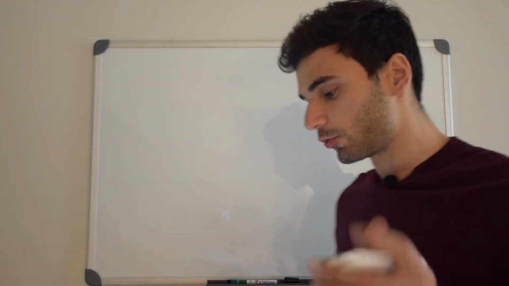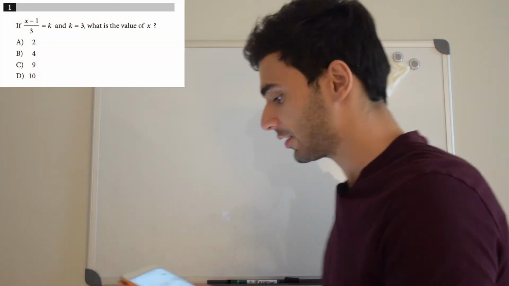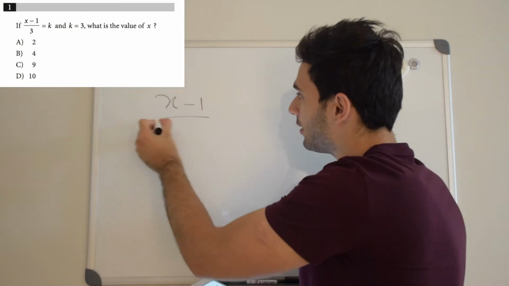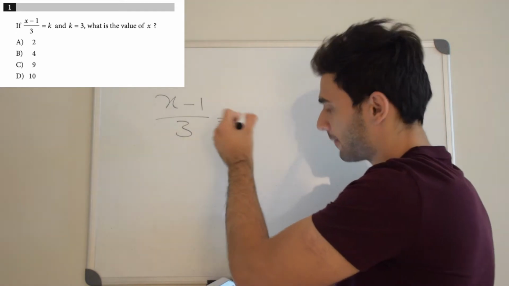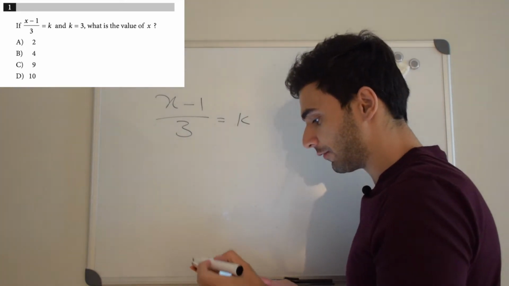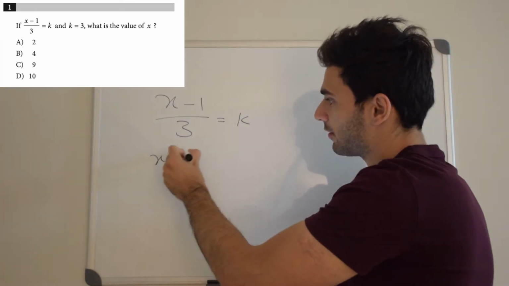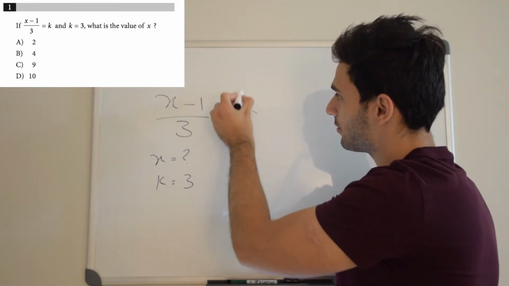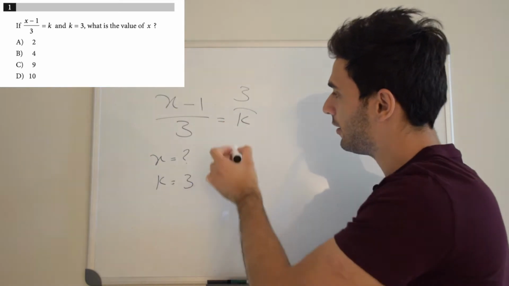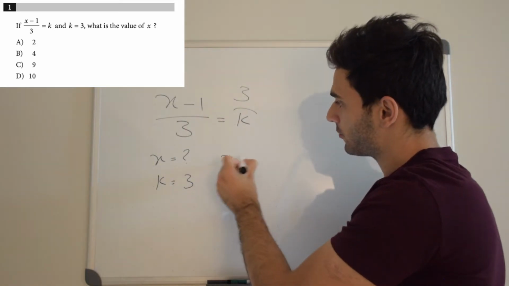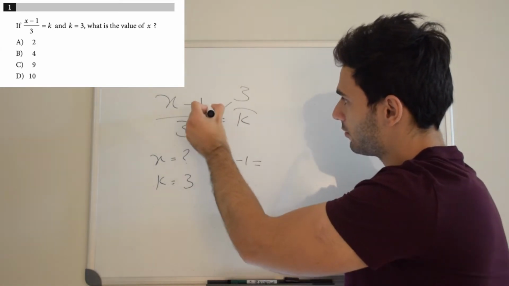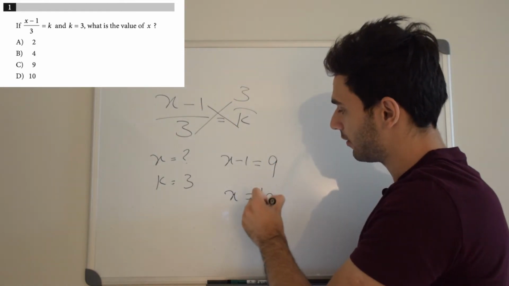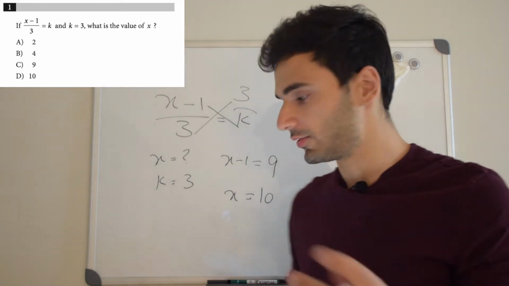Alright, so question number 1, asking if (x minus 1) over 3 equals k, what is the value of x if k is 3? So easy, you just substitute k with 3, then x minus 1 equals 9, x is going to be 10. Then A is the answer.